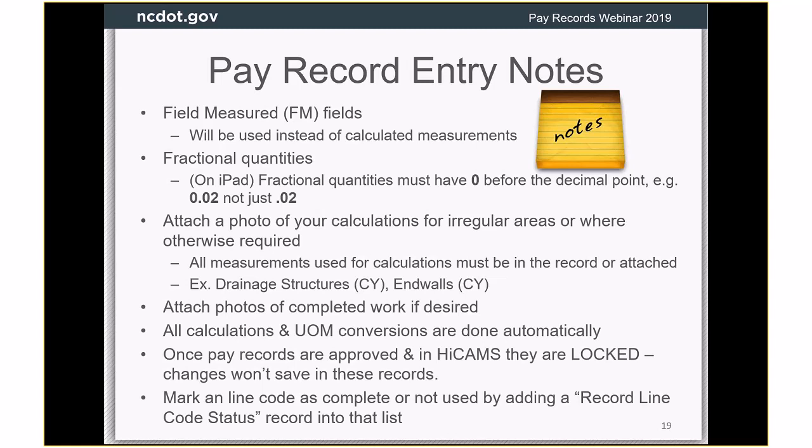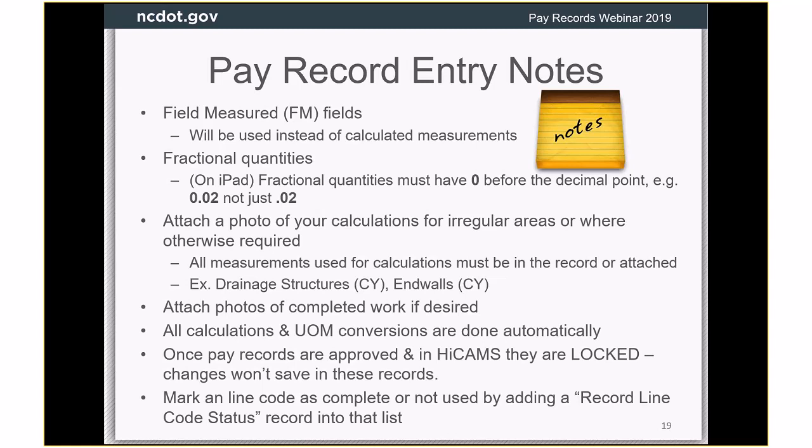If you are doing some irregular shaped area or measurement, then from an auditability point of view, it would be best if you would spell that out either in words or a diagram. And if you need to draw up a diagram of how you came up with some measurement, then just take a photo of that calculation and attach it to your pay record, because we want to make sure that whatever we report is ultimately auditable.